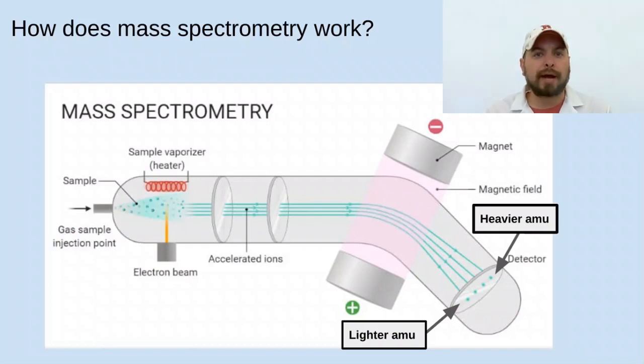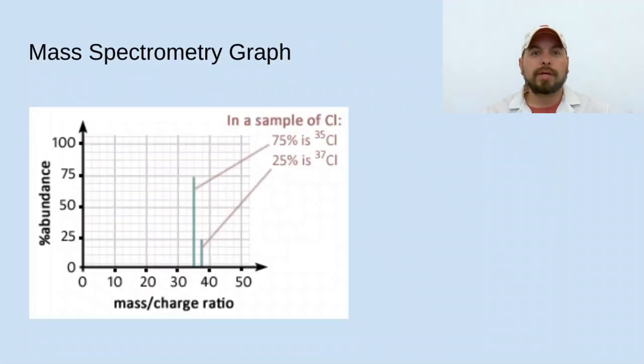Let's look at a graph that shows me the results of a mass spec run. So here's the example I'm going to use. The mass spec in this case was processing a sample of chlorine atoms. Now, chlorine atoms in this mass spec seemingly have only 2 isotopes. See how there's only 2 peaks, 2 bars?